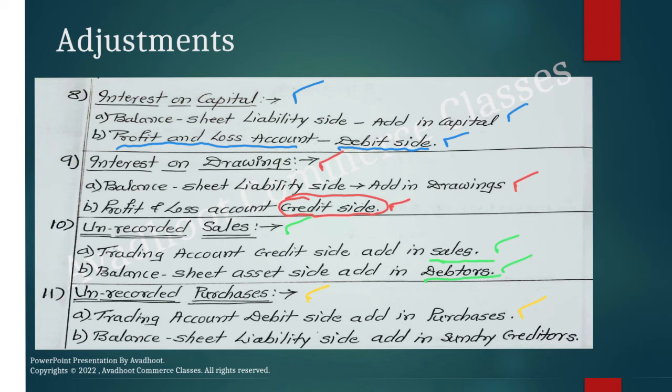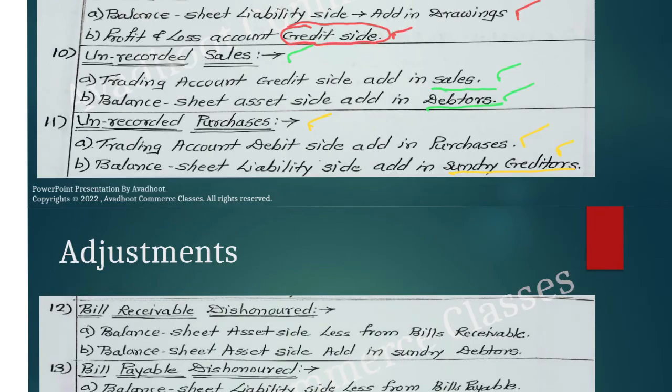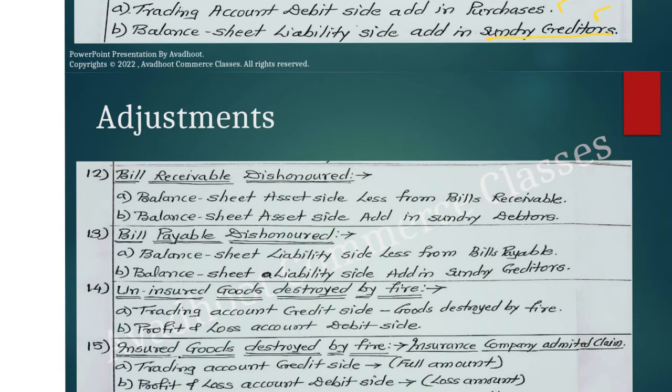And when we are making the purchases, we owe to somebody else, meaning our creditors are going to increase. Therefore, in the balance sheet liability side, where we were writing the creditors, add in sundry creditors. So trading account debit side, add in purchases, and second, balance sheet liability side, add in sundry creditors.